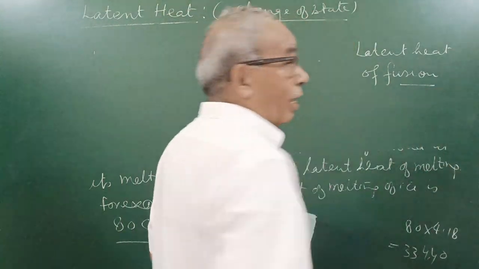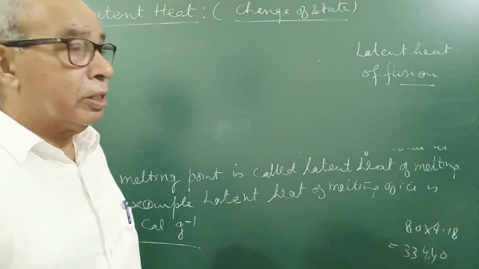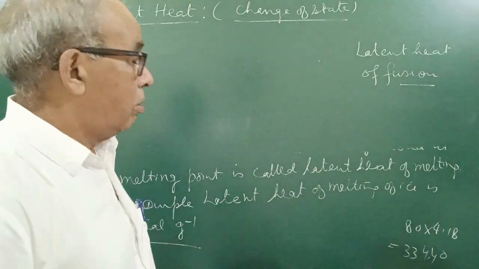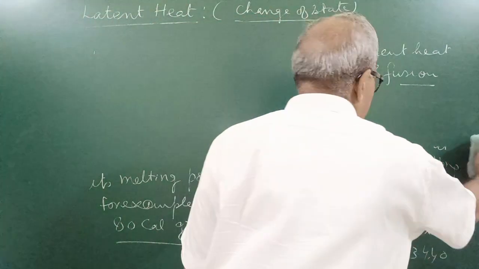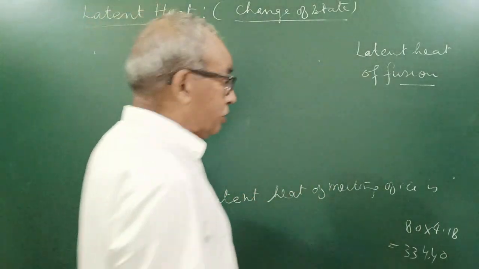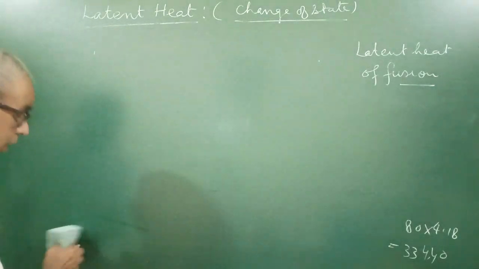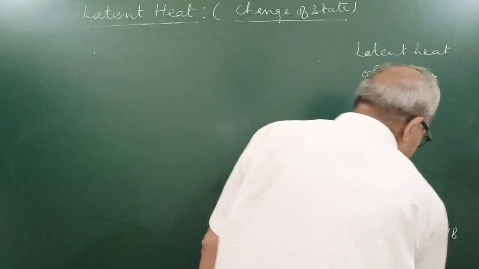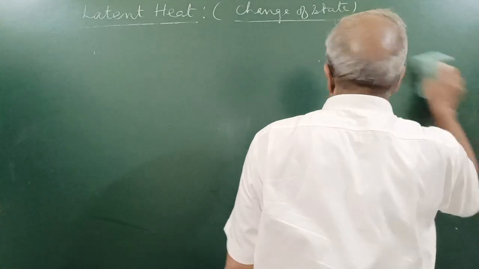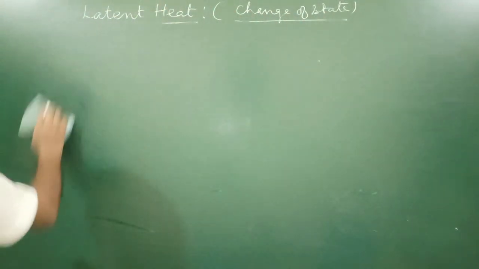80 calorie per gram is the heat released per gram of water at 0 degree centigrade to convert into ice. Both are equal. Latent heat of melting and fusion are the same thing. But in fusion, liquid turns into solid, and in melting, solid turns into liquid.